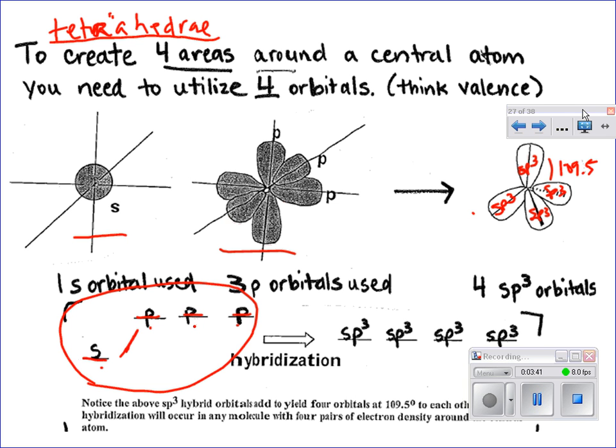So go to your table, and I'm not going to go to it yet. I'll fill it in at the end. But anywhere you see 4 areas, tetrahedral, trigonal pyramidal, and bent, your hybridization is sp3. And how it looks is sp with a superscript 3. So that you know where that table is.